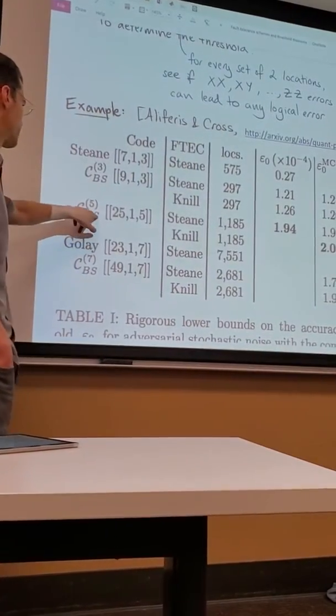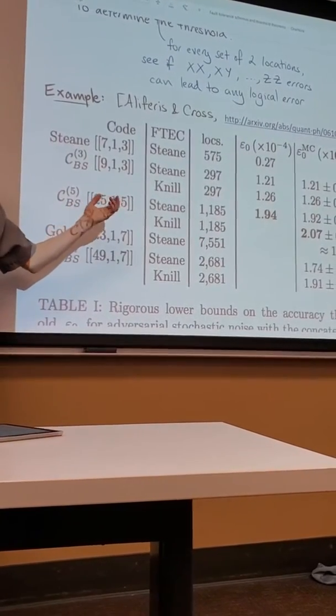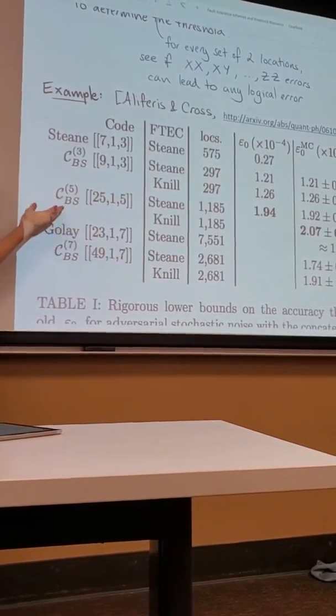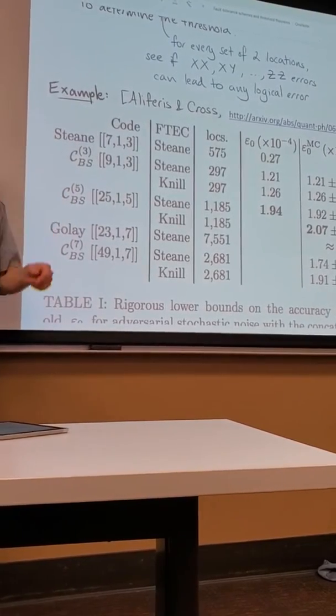So this is the Bacon-Shor 25-1-5. We talked about the 9-1-3 Bacon-Shor code. It's a subsystem code. This is the same thing. It's just you use 5. It's a 5 by 5 square instead of a 3 by 3 square.